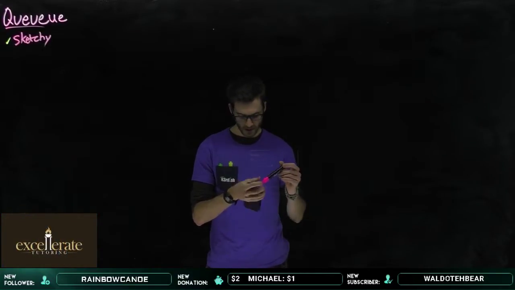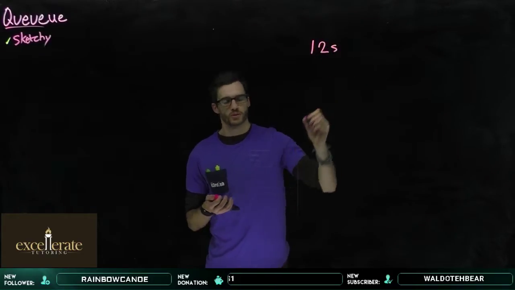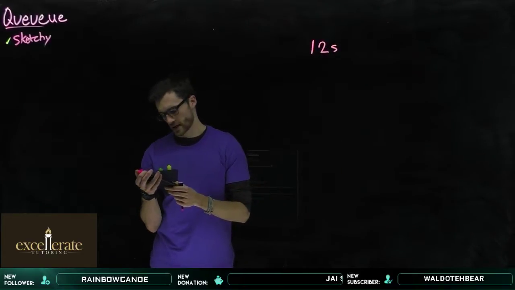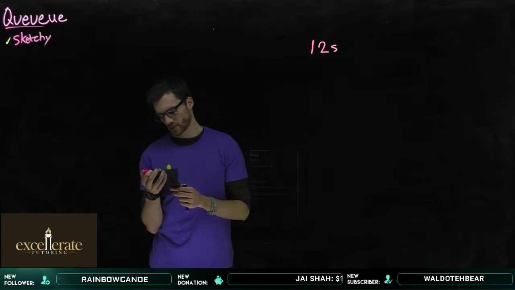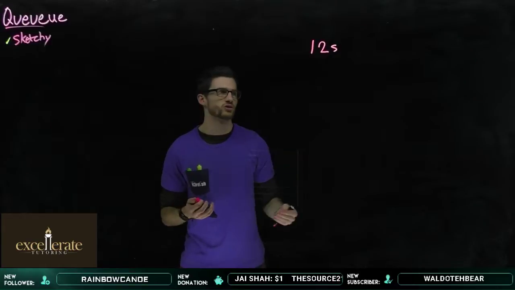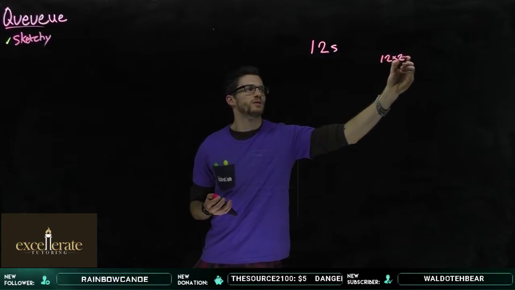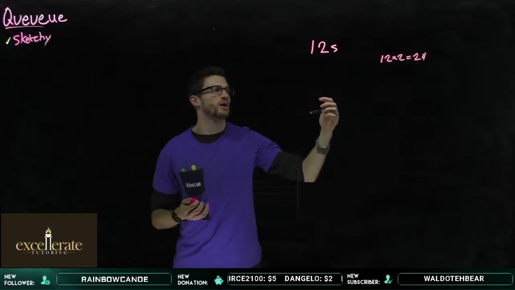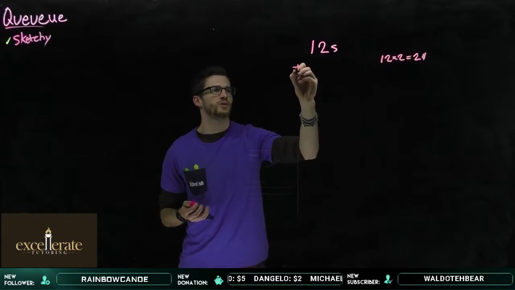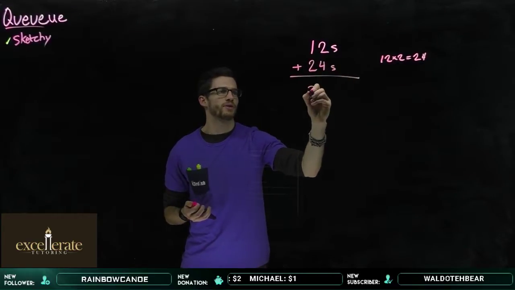So Susie has 12 sharpeners. So we're starting with Susie having 12 sharpeners. Then her dad gave her 2 times more sharpeners than she had before. Okay, so he gave her double that. So 12 times 2 is 24. He gave her 24 more, so we're going to add 24 sharpeners. And now we have 36 sharpeners.